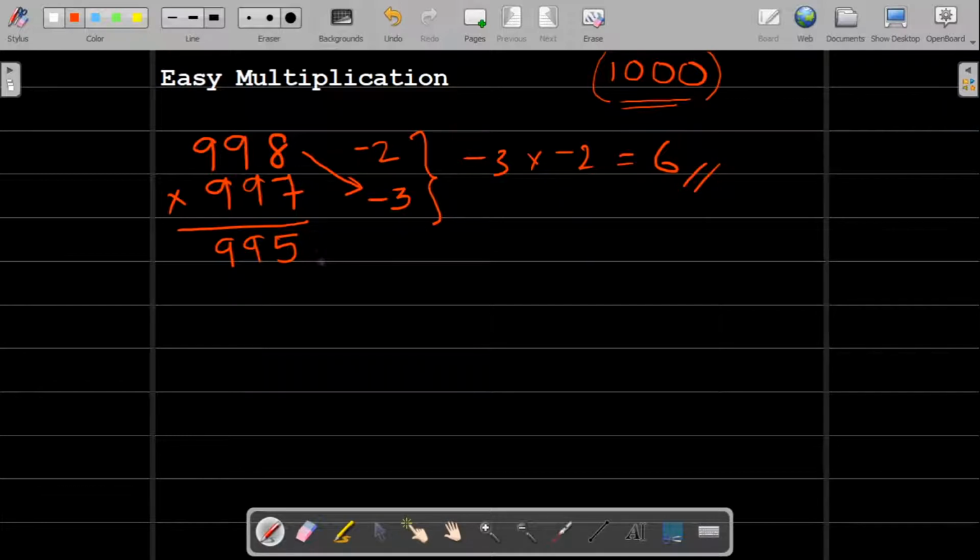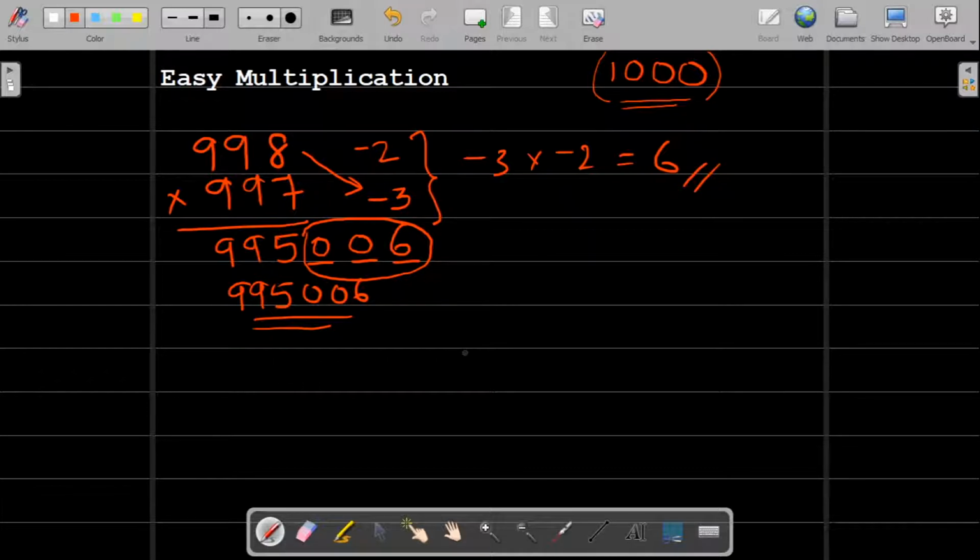But I don't write 6 here directly because I am comparing this number with the base 1000. So I expect here 1, 2, 3 digits. But here when I multiply these two remaining numbers, I just got 6. So to fill these places, I add zeros. So my answer will be 995006. So this example was chosen to make you clear that you have to add 3 digits here after the addition of these diagonal values.